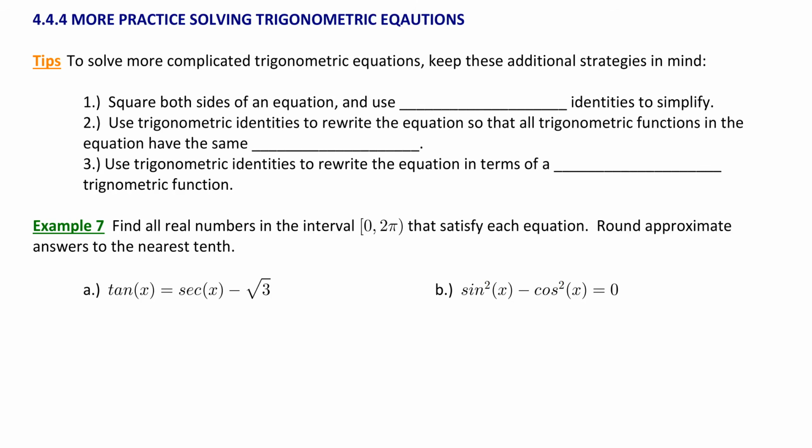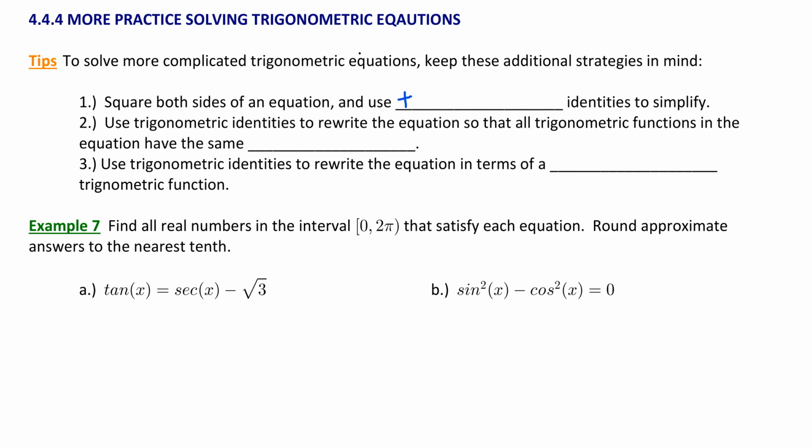Here's a few tips to solve more complicated trigonometric equations. Keep these strategies in mind. Number 1, squaring both sides of an equation and using trigonometric identities can be one technique that you can use to solve more complicated trig equations. Number 2, you can also use trig identities to rewrite the equation so that all trigonometric functions in the equation have the same argument. That simplifies the process quite a bit.